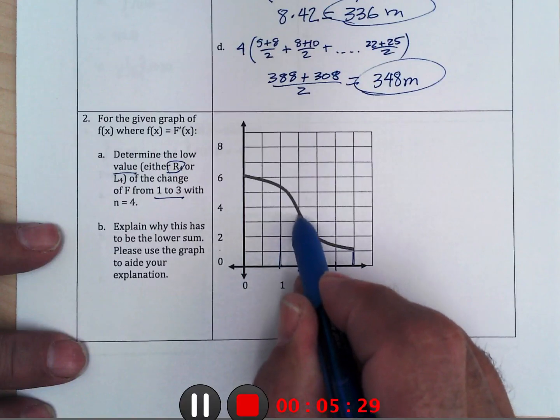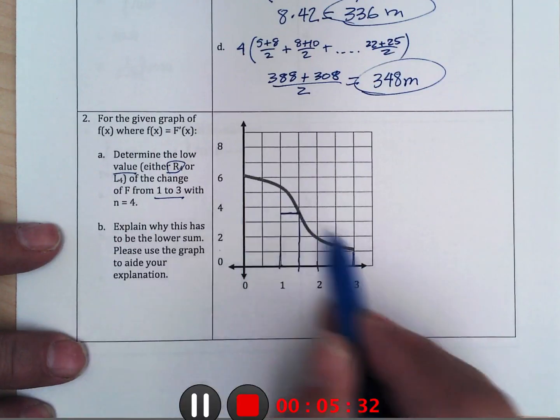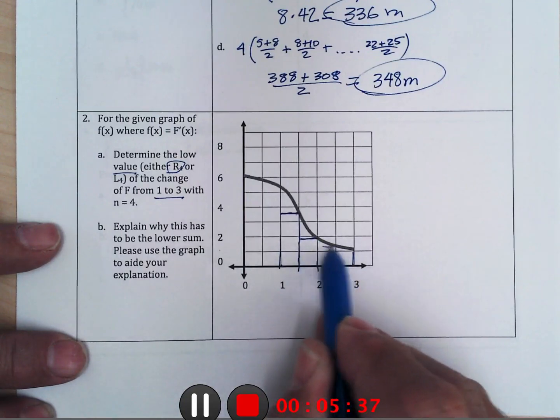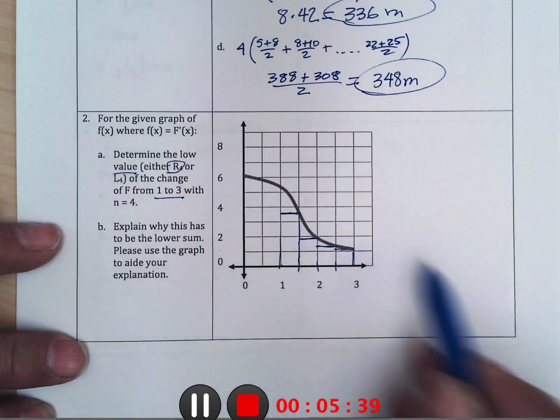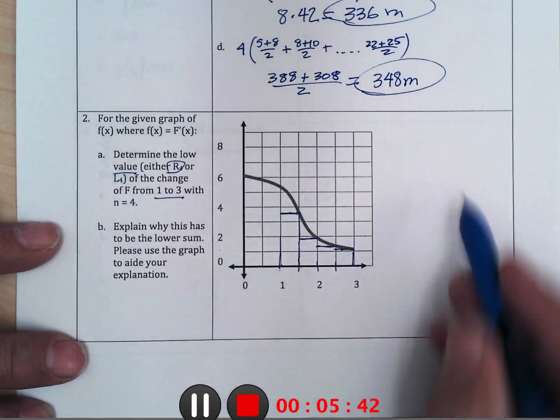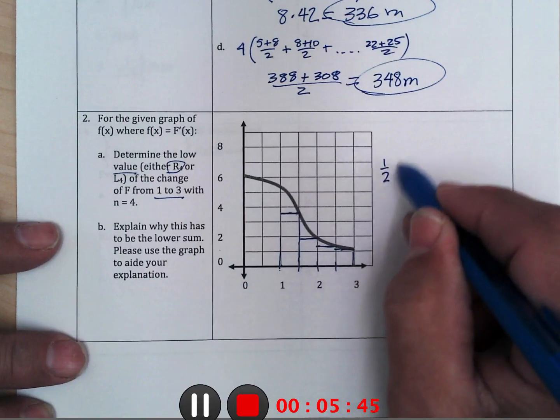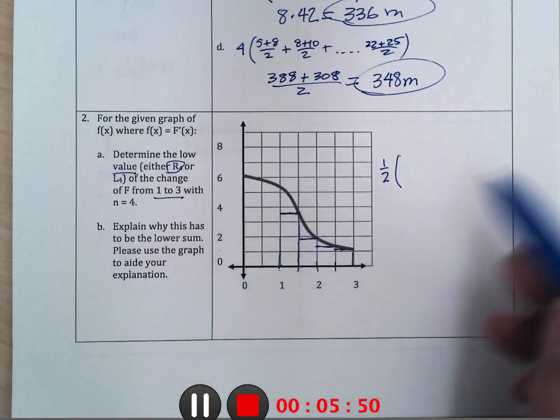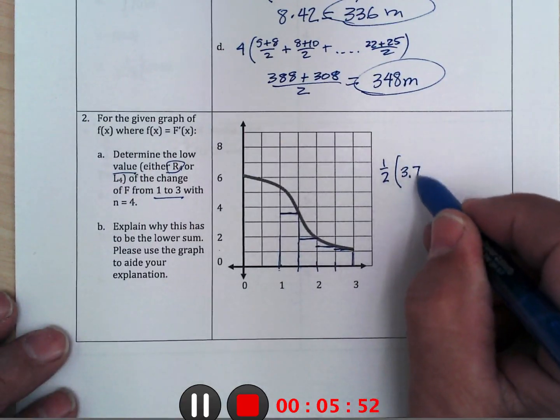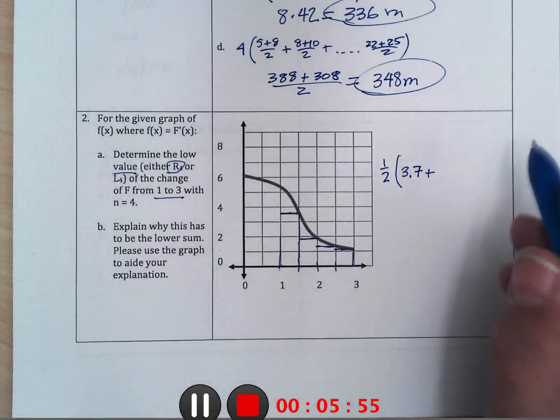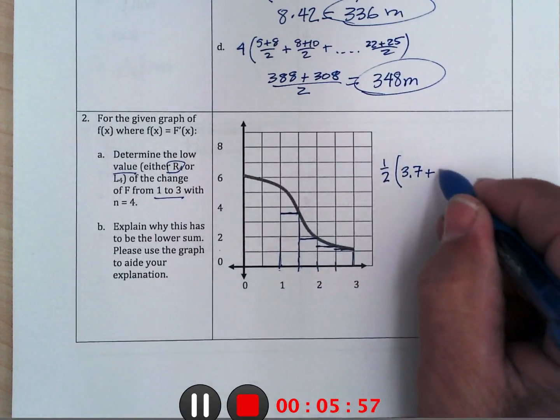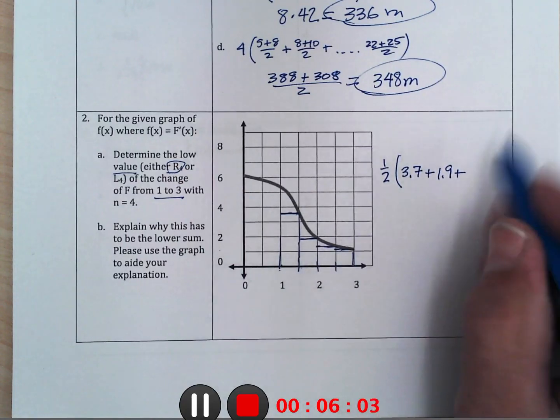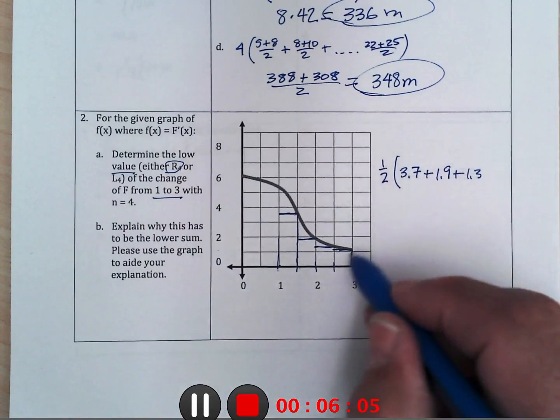I want to go to the curve on the right side. On the right side, it's about there. The right side, it's about there. On the right side, it's about there. Each one's a half wide, so I'm going to go 1/2 times, let's see, the first one's about, I don't know, 3.7, 3.6 maybe. Next one is about 1.9. The next one's about 1.3. And the last one's about 1 or 1.1.